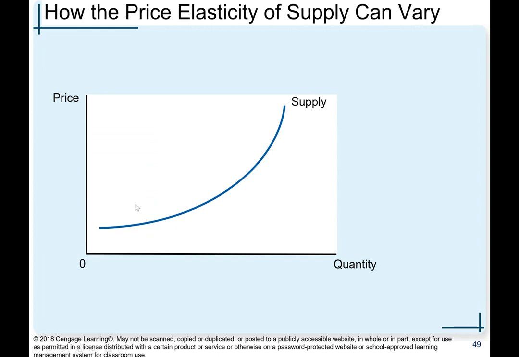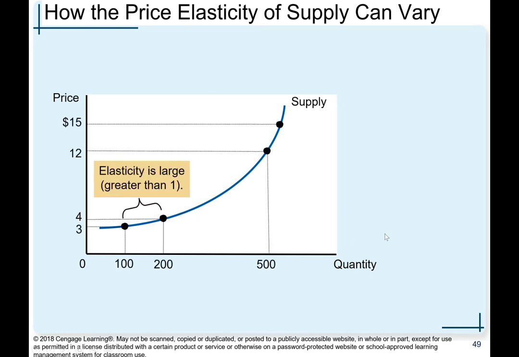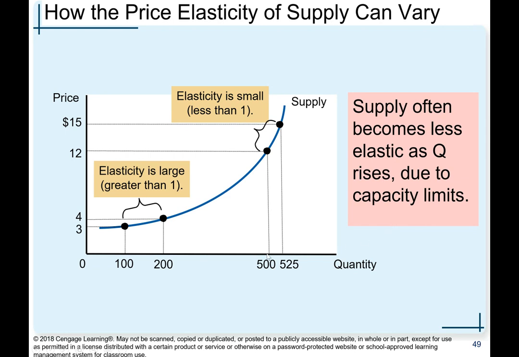How price elasticity of supply can vary. Elasticity is large, greater than 1. Supply often becomes less elastic as quantity rises due to capacity limits. At lower prices, supply tends to be flatter or more elastic. At higher prices, we tend to reach close to capacity, and therefore a change in price will have a relatively small change in quantity.